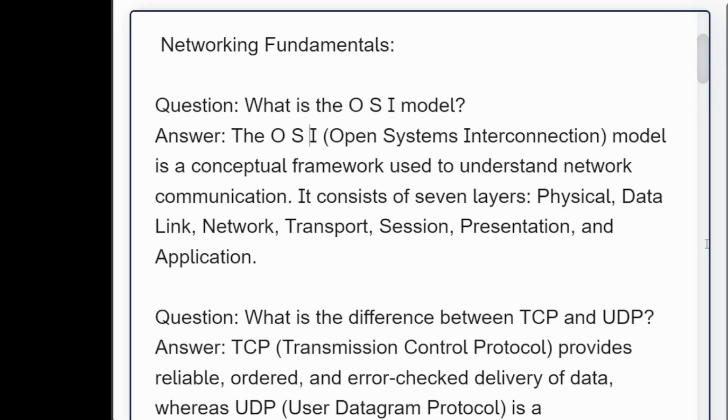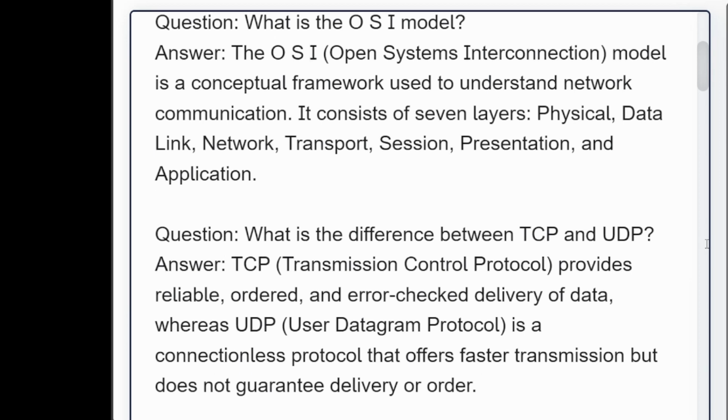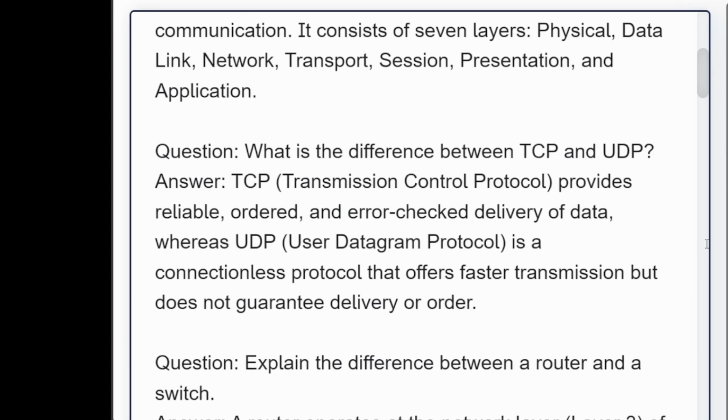Networking fundamentals. Question: what is the OSI model? Answer: the OSI, Open Systems Interconnection Model, is a conceptual framework used to understand network communication. It consists of 7 layers: physical, data link, network, transport, session, presentation, and application.